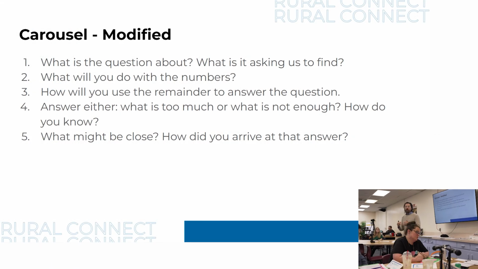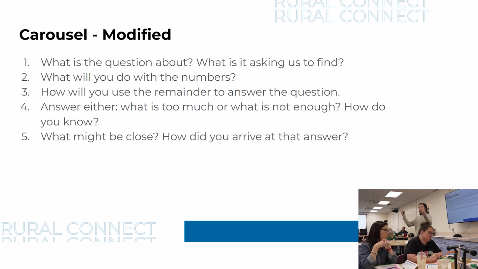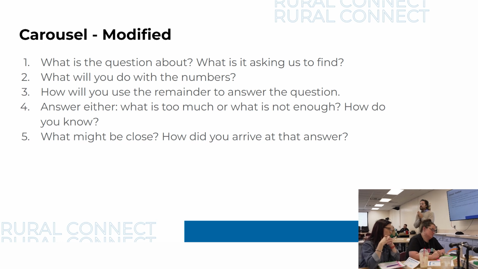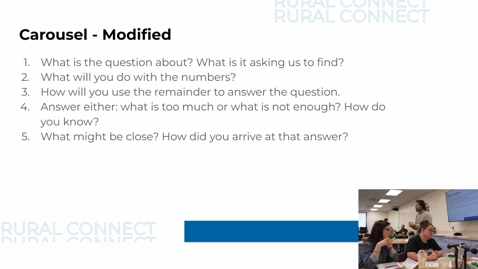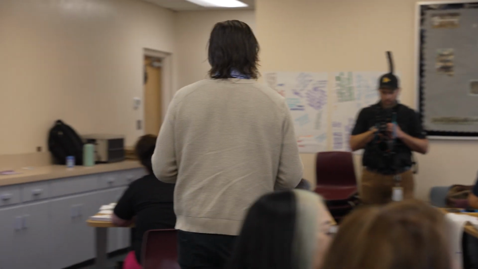So I want to know what might be close. The last group either got too much or not enough. I want you to see if you can get a little closer, but we're still not trying to actually add or subtract or divide. We're not trying to get the real answer. We just want to get a little closer through estimating. So what might be close? Write the number down, and also how you arrived at that.